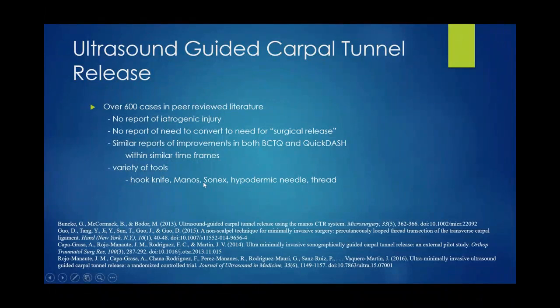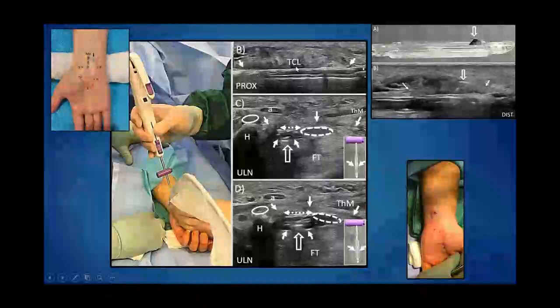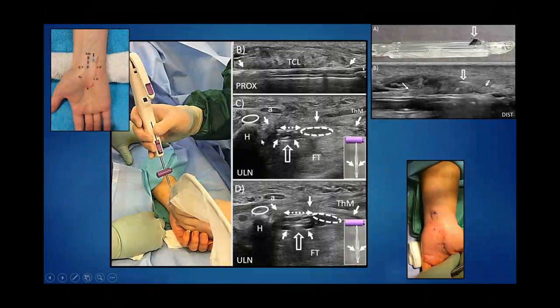Here's an example of how a procedure may be performed. This device is brought in under sonographic guidance into the carpal tunnel. It's then placed along or deep to the transverse carpal ligament in an area called the transverse safe zone, which is an area between the median nerve and the hook of the hamate. Here you see the device in between those two structures.